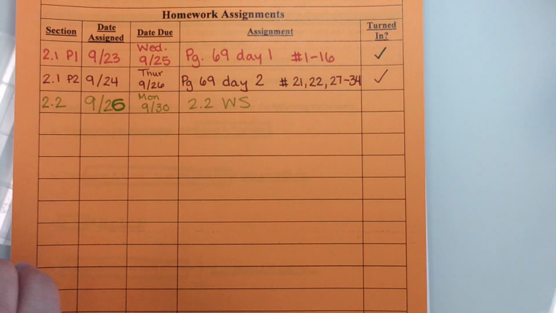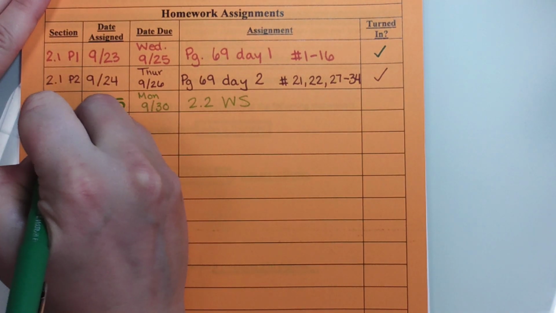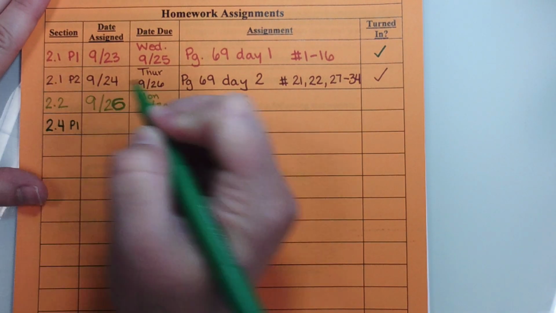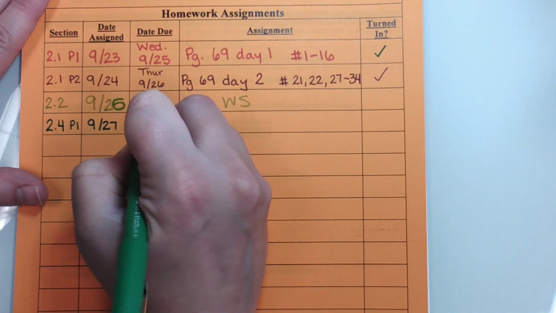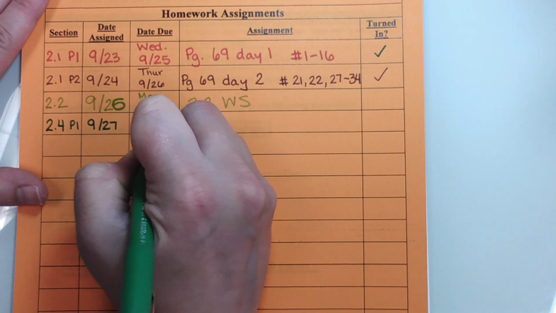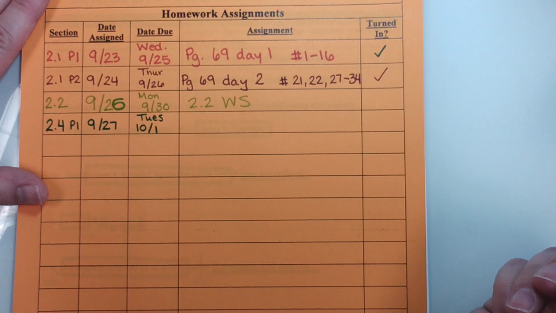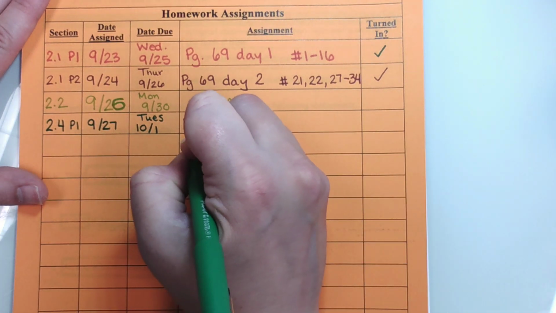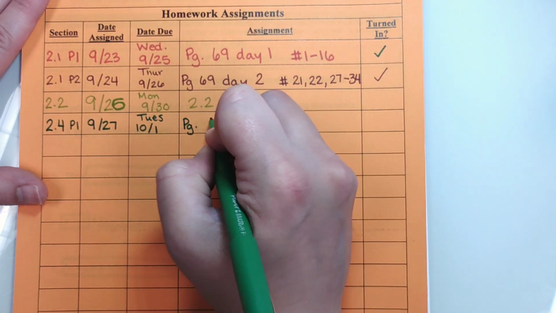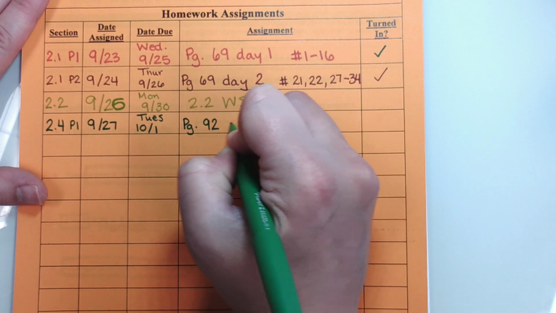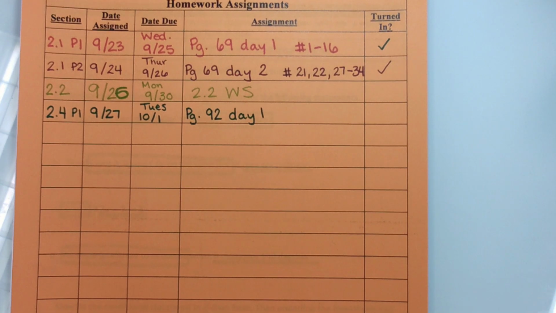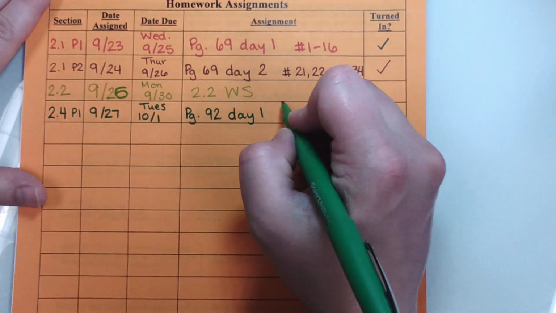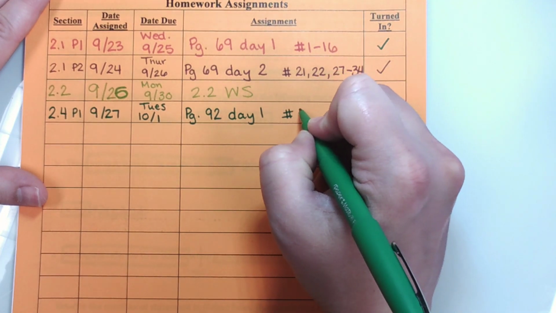So, today we're in section 2.4, part 1. Today is the 27th. Our homework's due on Tuesday, which is October 1st. Okay, we are on page 92. Day 1, again, when I see write day 1 or day 2 on the assignment, when you write your page number, please write that as well. It is numbers 3 through 12.